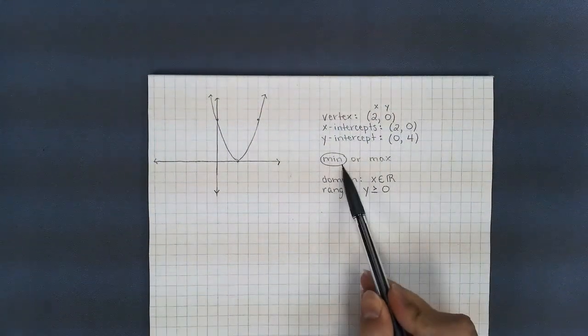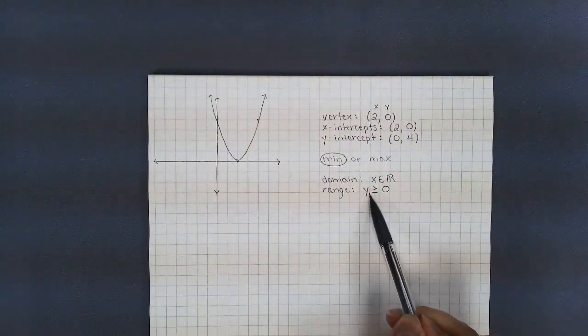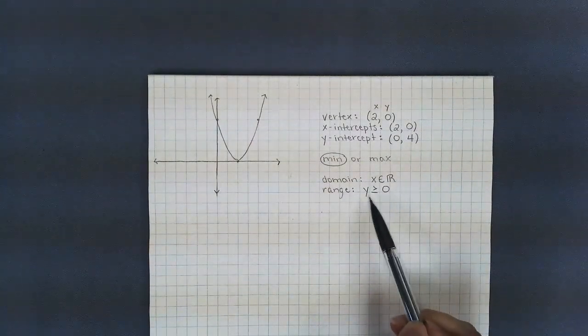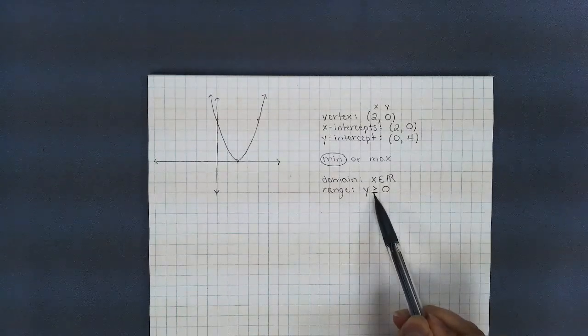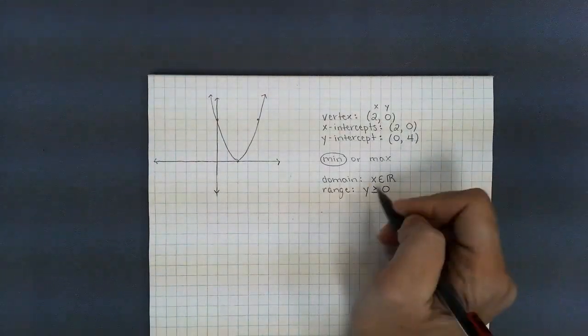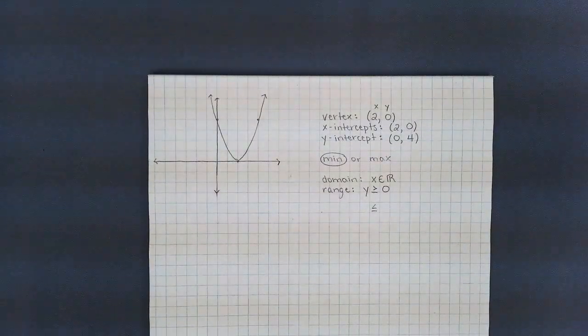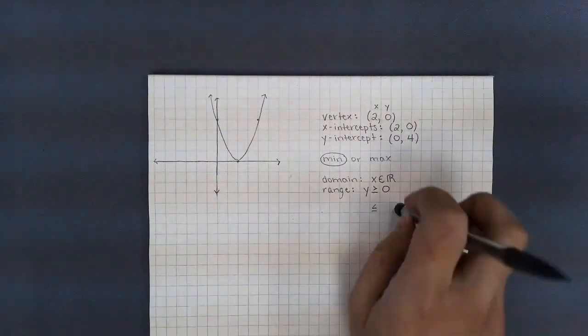If you have a minimum on your graph, your range is going to be y is greater than or equal to something. If you had a maximum on your graph, you would have the range of y is less than or equal to something. So this symbol would look like this instead. All right, so those are some of the characteristics of the graph.